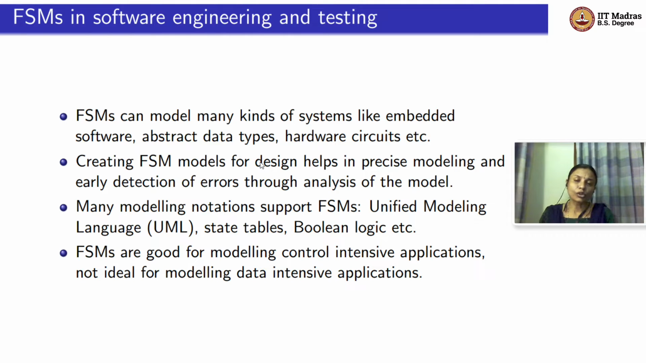So finite state machines, as I told you, are very useful models in computer science. They can model several kinds of systems, embedded software, like for example, autopilot control logic can be modeled as a finite state system in a plane. Elevator states can be modeled as a finite state system. It can model several abstract data types. We'll see one example later in this lecture. It is very useful for modeling hardware circuits with gates, Boolean logic and its gates. It is useful for parity checking. It is useful for modulo division. Several other simple tasks can be done by finite state machines.